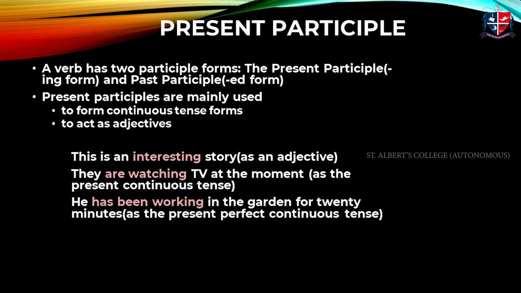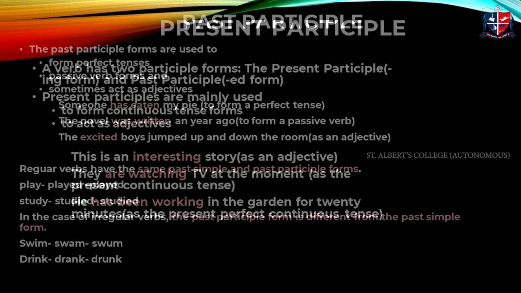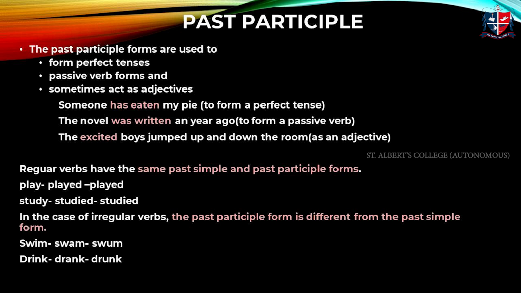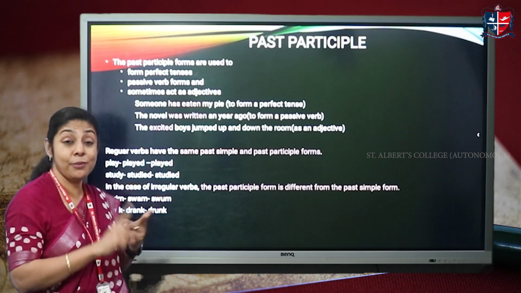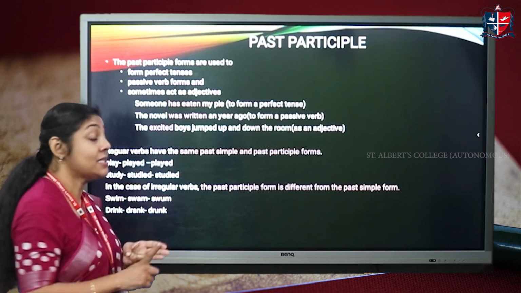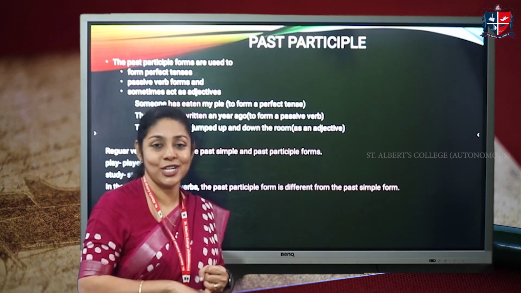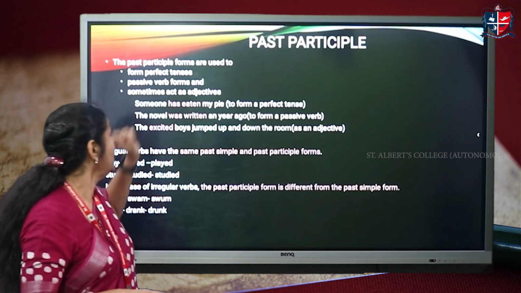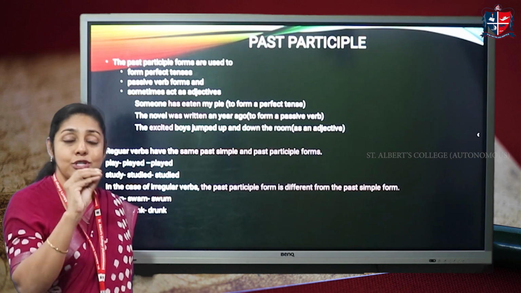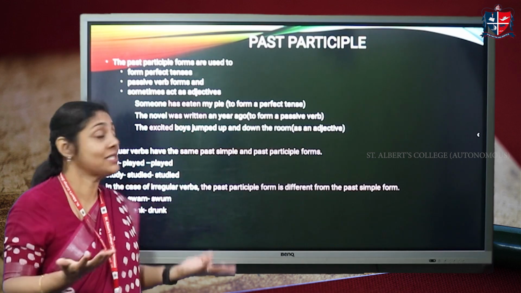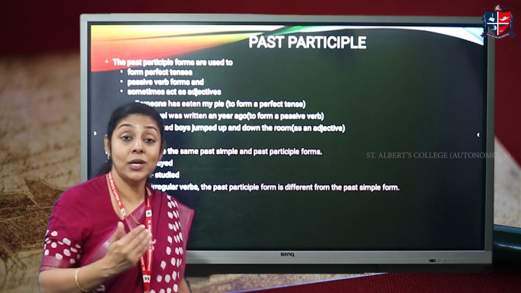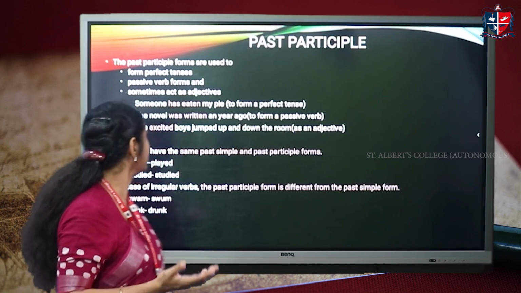Now we come to the past participle. The past participle forms are used to form perfect tenses. They are used to show the passive verb forms and sometimes they also act as adjectives. Three functions. One is to act as an adjective, one is to show the passive verb forms, and the other one is to show perfect tenses, right?